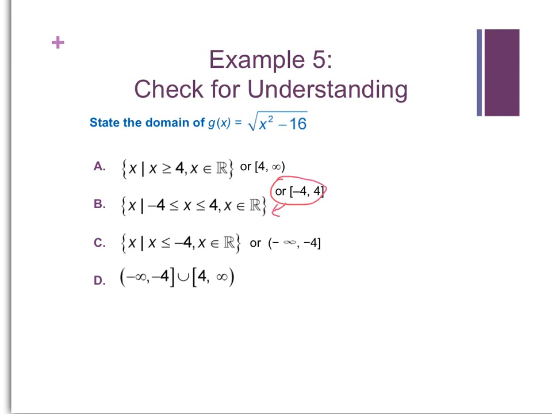So bracket -4, comma 4 goes with this set builder notation, which is x such that -4 is less than or equal to x, which is less than or equal to 4, and x would be an element of the real number system. Down here, part D, they do not give you a set builder notation, but for A, B, and C, they do give you a set builder and an interval notation for the domain. I would like you to choose which answer best suits the domain of this function, and press submit when you're done.